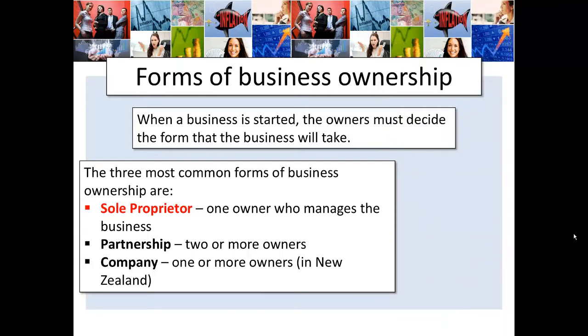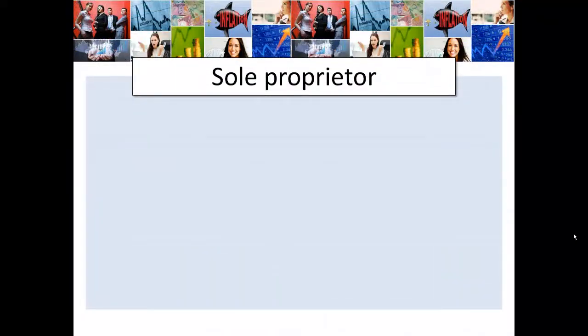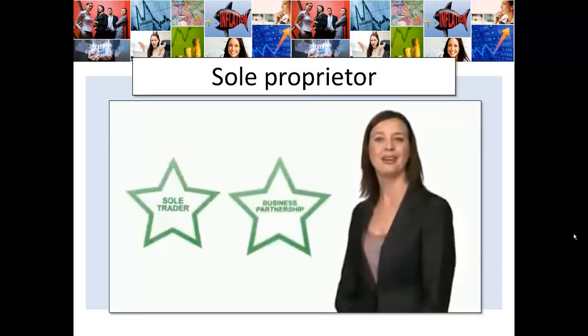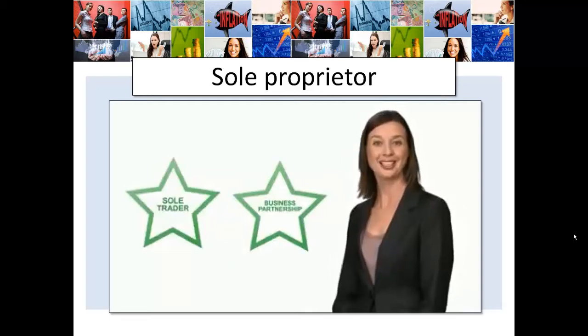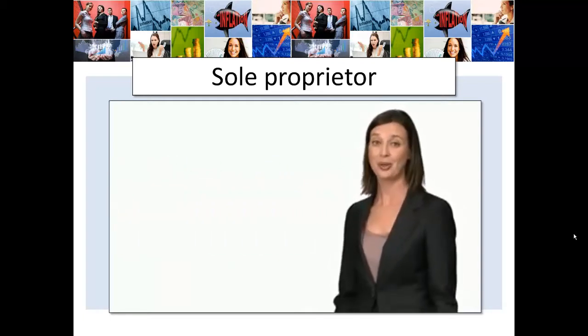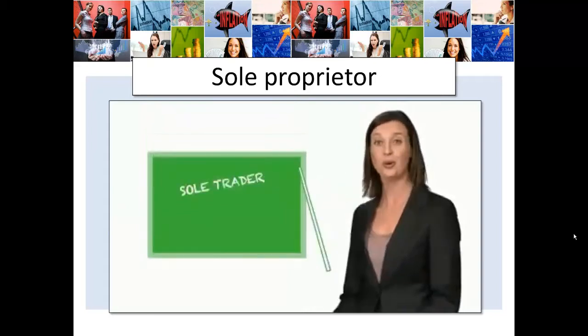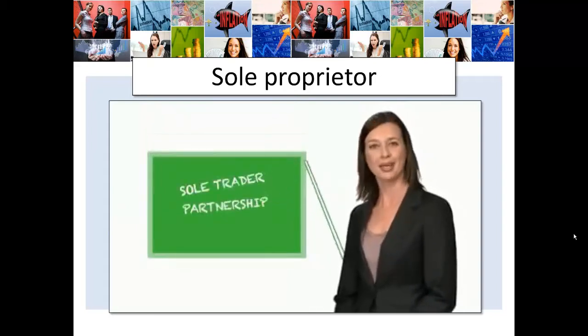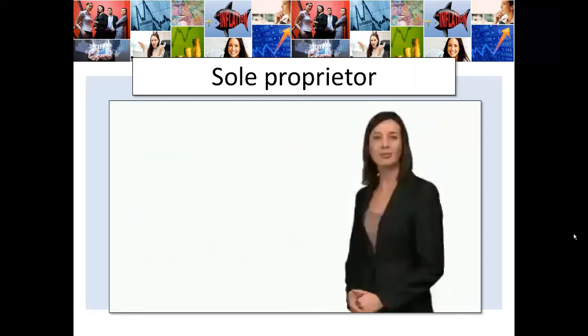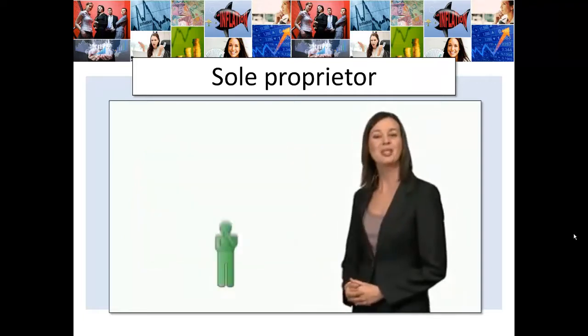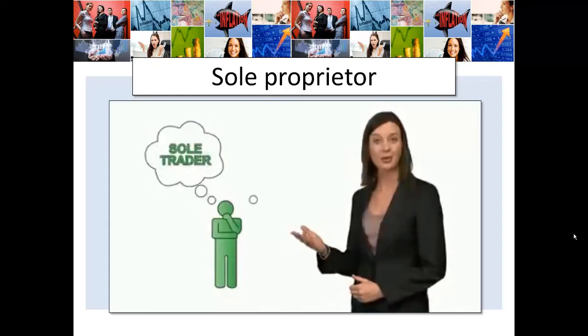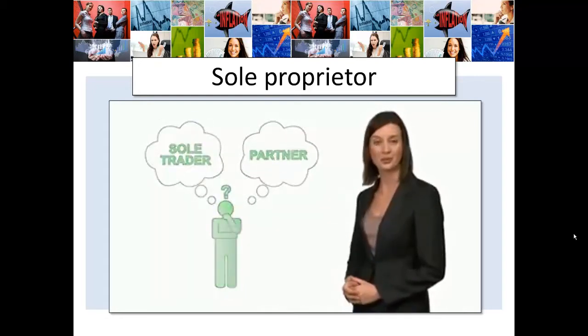So again, sole proprietors, that single sole trader, one owner who manages the business, is going to be the focus here. The sole proprietor. Being a sole trader or a partner in a business partnership are very popular ways of starting a business. This video will explain what it means to be a sole trader or partner. It will also explain what self-employment is. Once you've watched this video, you should be able to decide whether or not being a sole trader or in partnership is the better option for you.